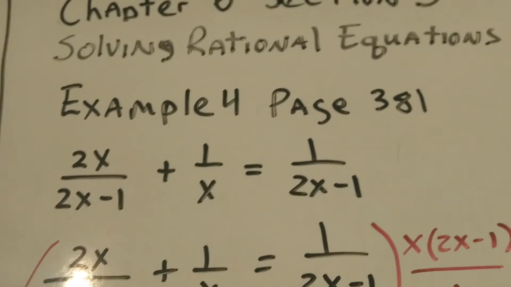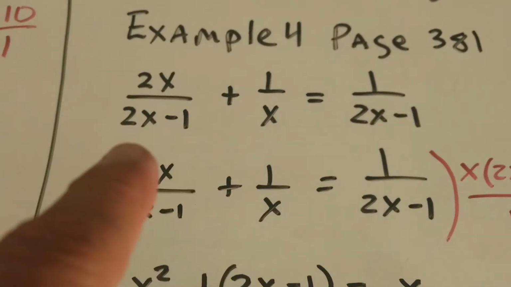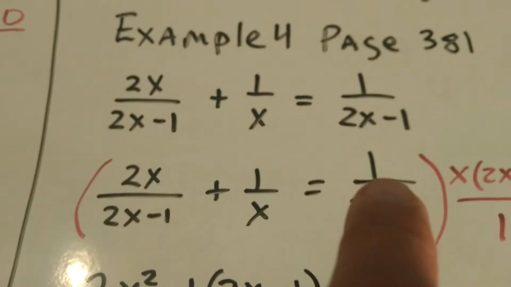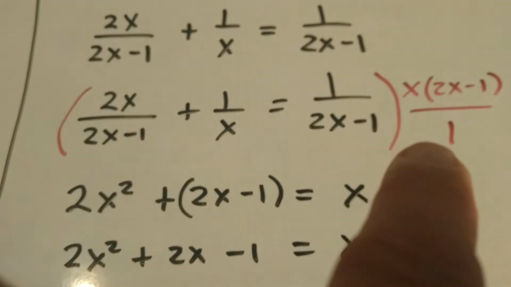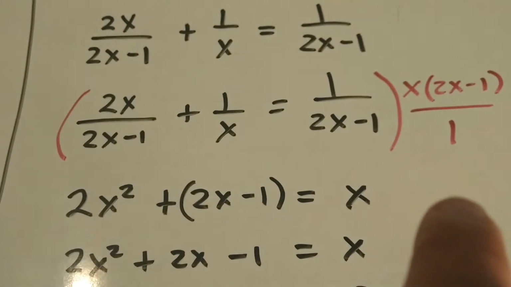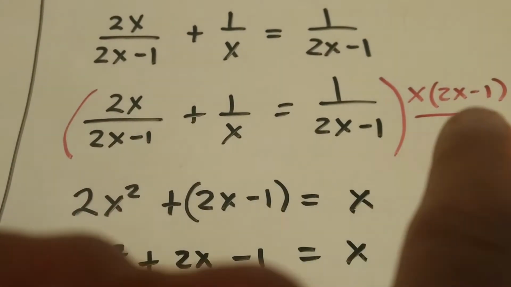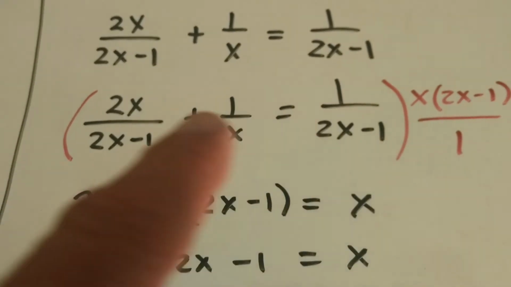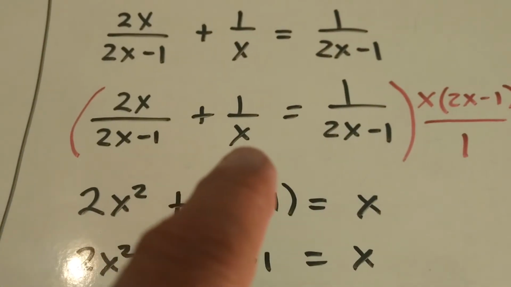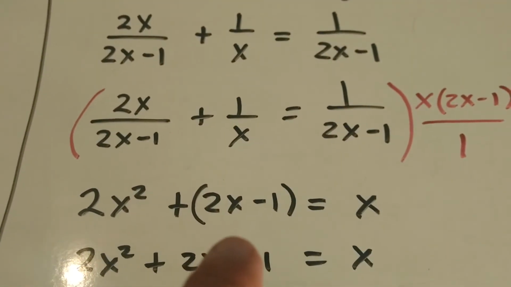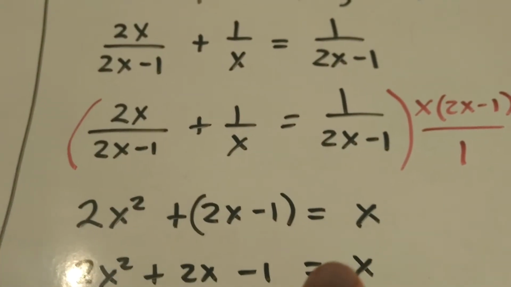This is example 4 on page 381. This is 2x over 2x minus 1 plus 1 over x equals 1 over 2x minus 1. We come down here, the least common denominator is x times 2x minus 1 over 1. So if we take this and multiply here, the 2x minus 1 and 2x minus 1 cancel out. So we get x times 2x, which is 2x squared. If we take this right here and multiply here, the x's cancel, leave us 2x minus 1. If we take this and multiply here, the 2x minus 1's cancel and leave us x.